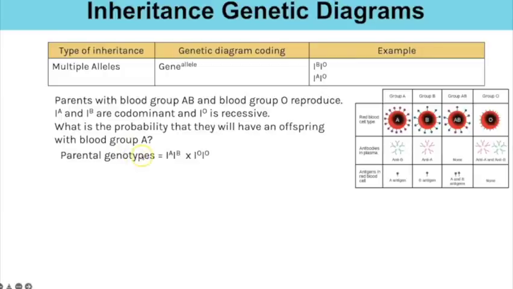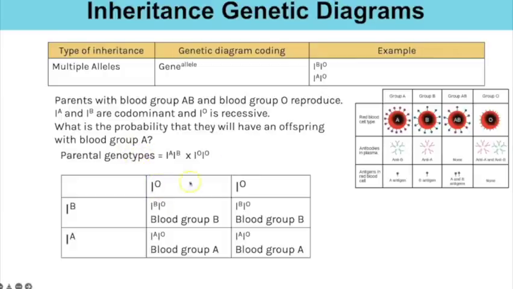So the first thing is you have to state the parental genotypes. Then we can work out the gametes, which I've put here on the outside of the Punnett square. Then we have the offspring genotype and the offspring phenotype. So we can see the probability of having blood group A is 50%, because we have 2 individuals down here that have both got a genotype that codes for blood group A.